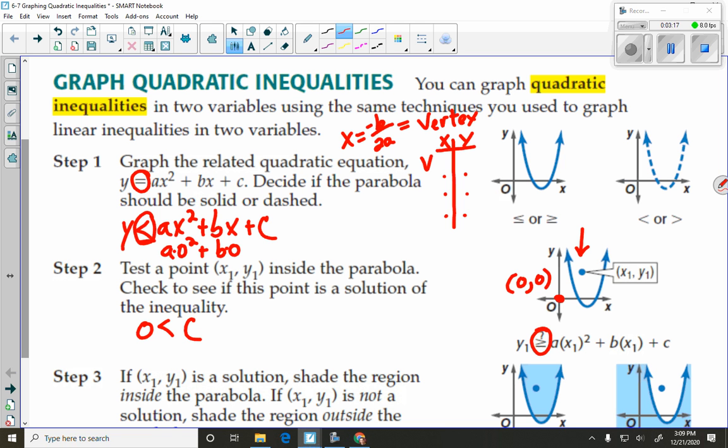Now, if you get a true statement, then you will shade that point. So if 0, 0 works and gives you a true statement, you're going to shade on the outside. Now, if you pick a point inside and you shade on the outside, then the point inside the parabola should give you a false statement. If you end up getting a false statement, you'll end up shading the other side.